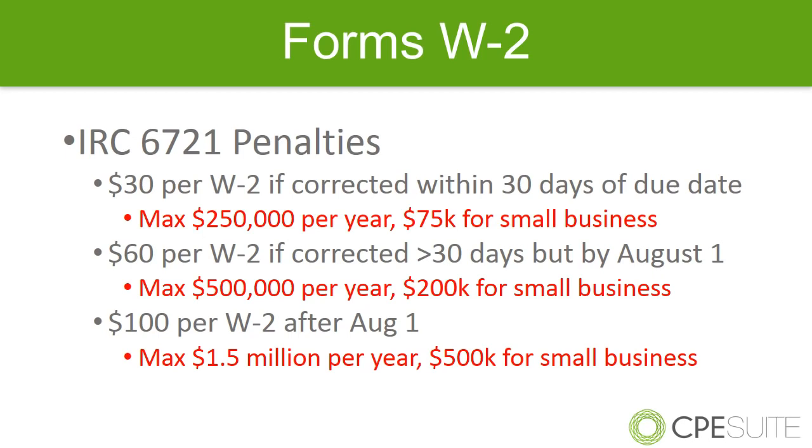So in other words, if you have a lot of employees, obviously this is for a really large company, but they fail to file all of their W-2s until, say, August 2nd, then the max penalty that the business can incur is $1.5 million total for the entire year, or $500,000 if they qualify as a small business.